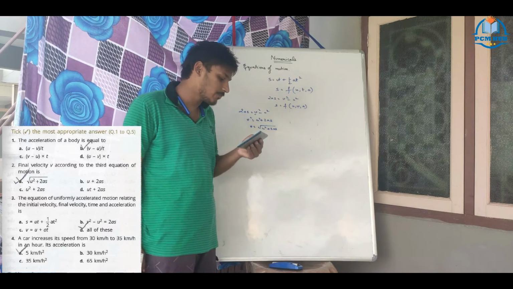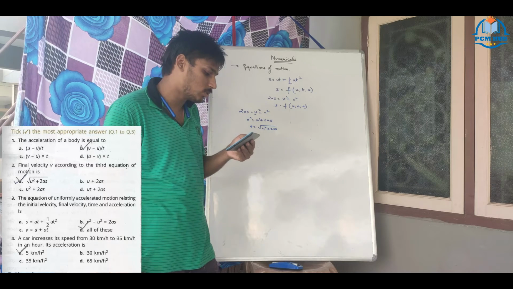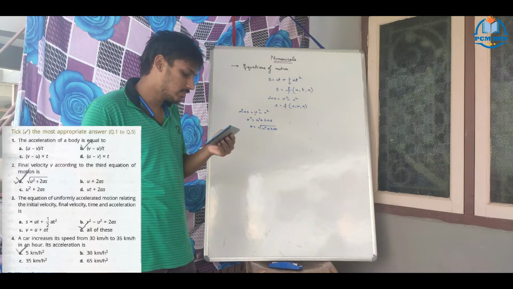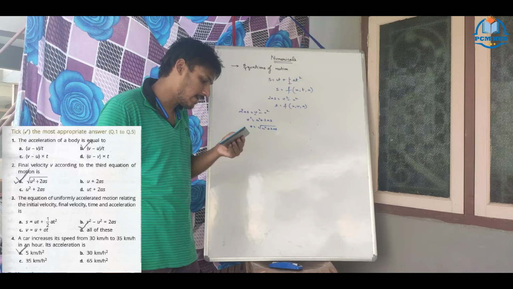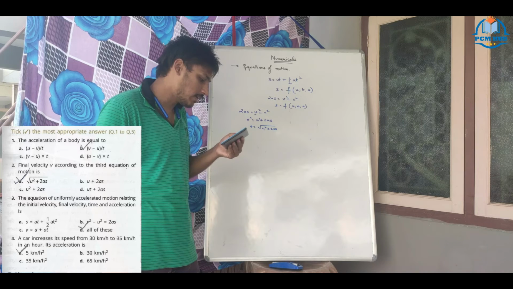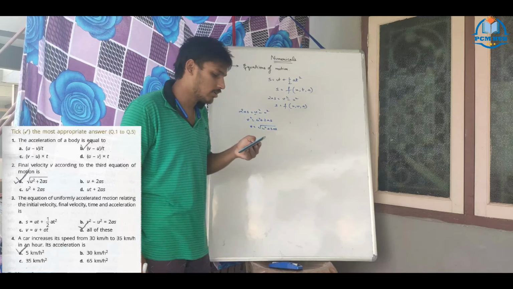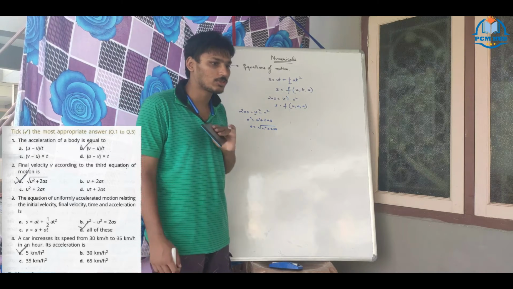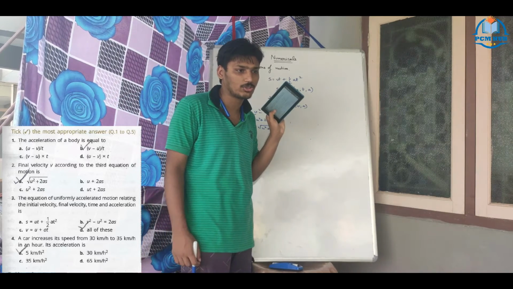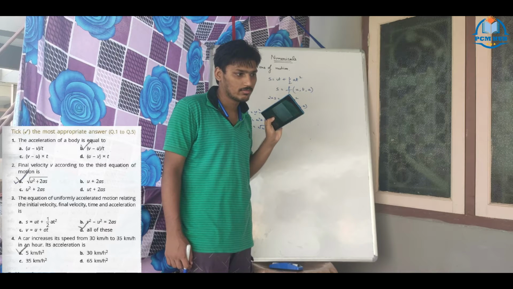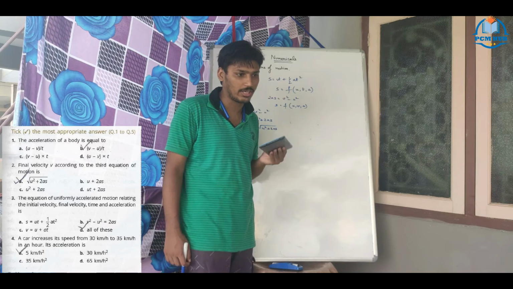The third question: the equation of uniformly accelerated motion relating the initial velocity, final velocity, time and acceleration is. See, all the equations of motion are uniformly accelerated motions only. I'm telling you clearly, I'm stating again and again.